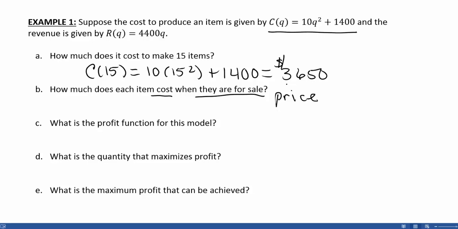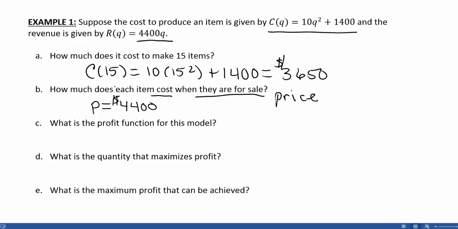Revenue is price times quantity. So taking a peek at our revenue equation here, we have 4,400Q. So knowing that revenue is price times quantity, that means that my price here is $4,400. So whatever this item is that I'm making and selling, I'm selling it for $4,400.